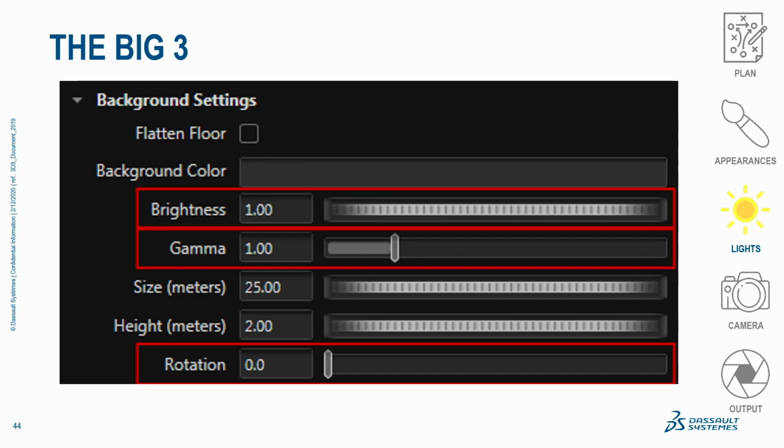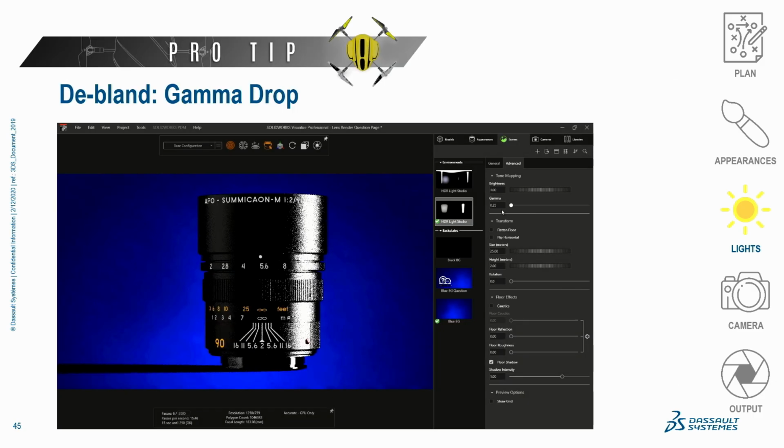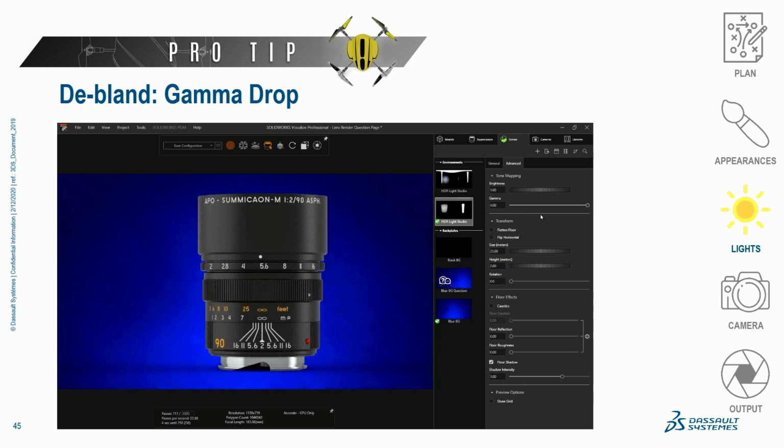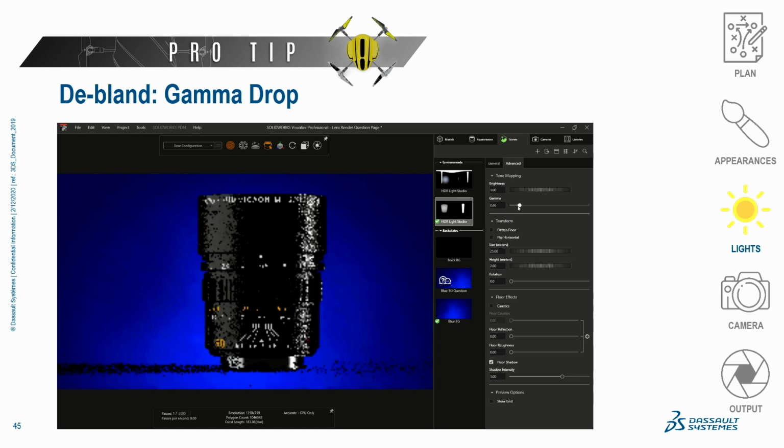Does anyone have a good explanation of gamma? I don't. The way that I think about it is contrast. It isn't contrast, but that's kind of how I think about it in my head. But basically what I use this for is a de-blend. I find a lot of times the renderings just kind of lack a little bit of contrast.